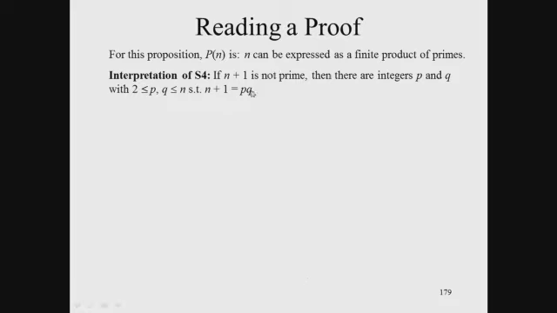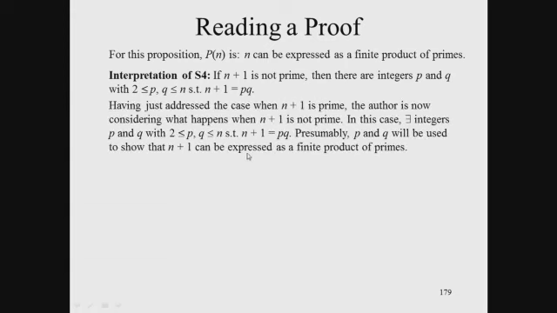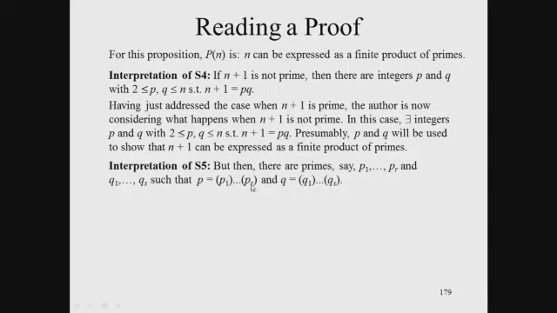The author says if n plus 1 is not prime, then there are integers p and q between 2 and n for which n plus 1 can be written as p times q. Where does this come from? The definition of being not prime? What it means for the integer n plus 1 not to be prime. Exactly.